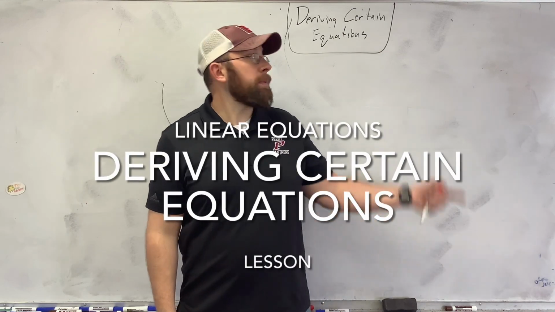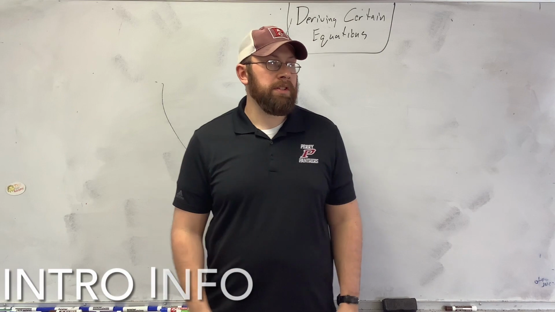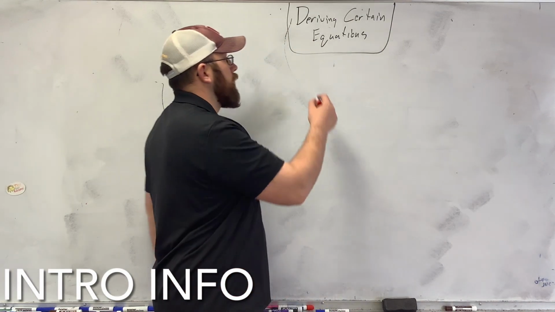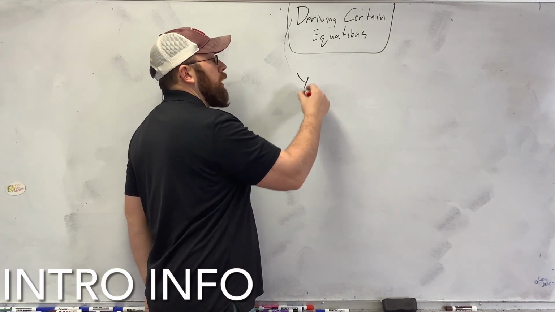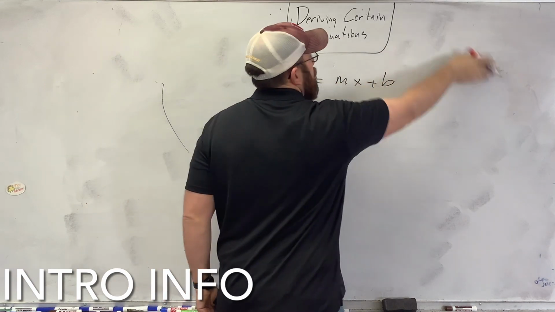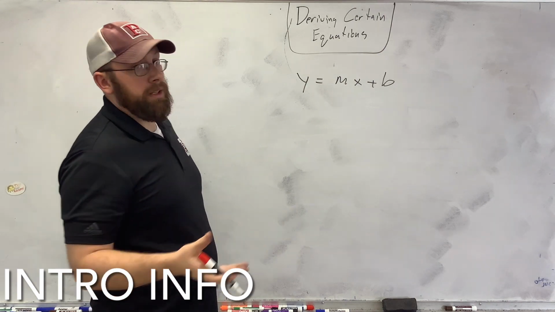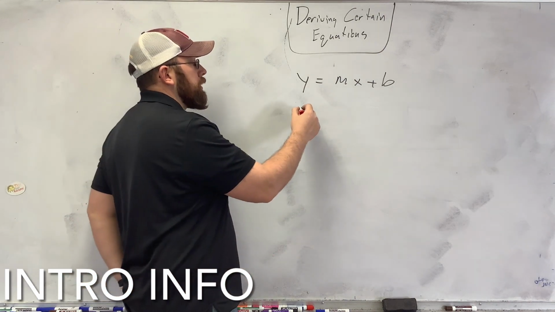Hello, today we're going to talk about deriving certain equations. The equation we'll be deriving is the slope-intercept form, y equals mx plus b. What we are deriving here is, when you have the slope-intercept form, you're really looking for two things.